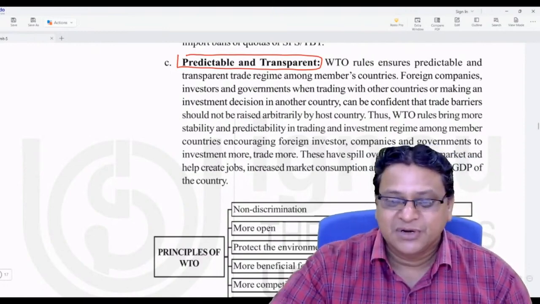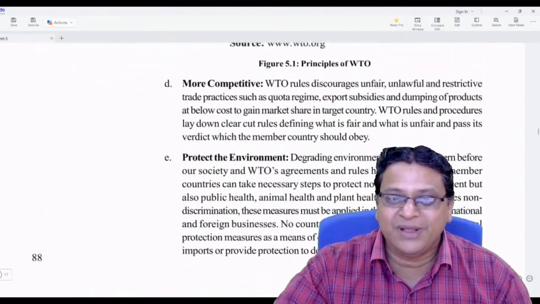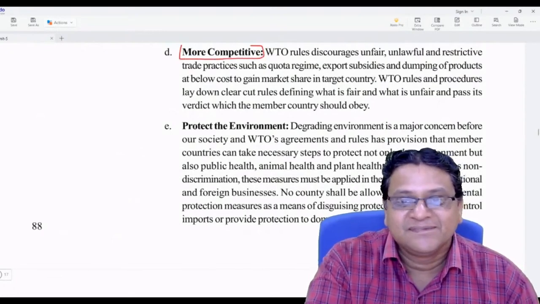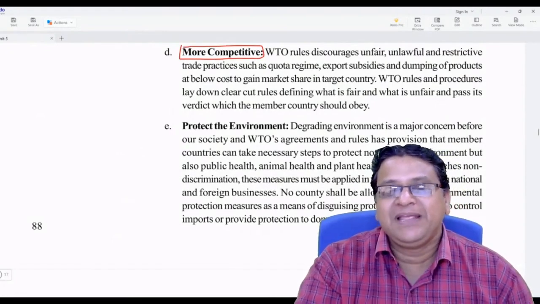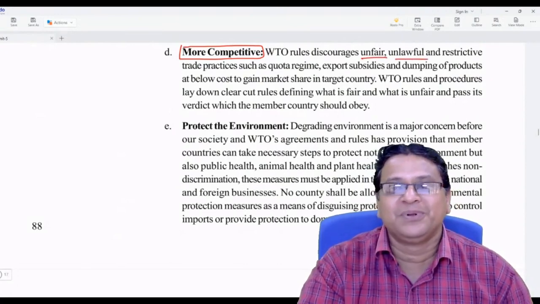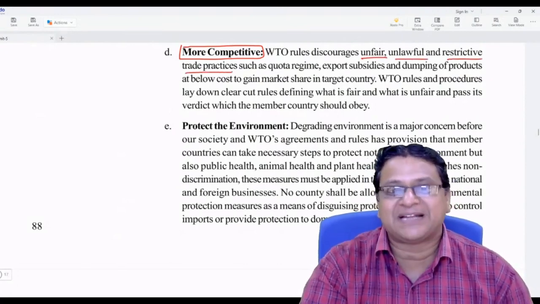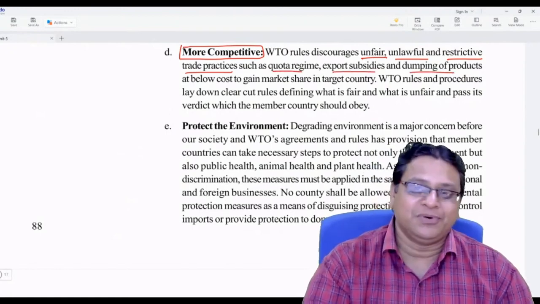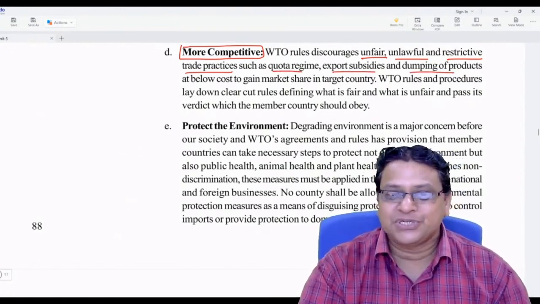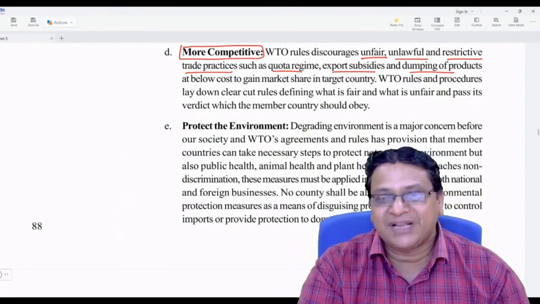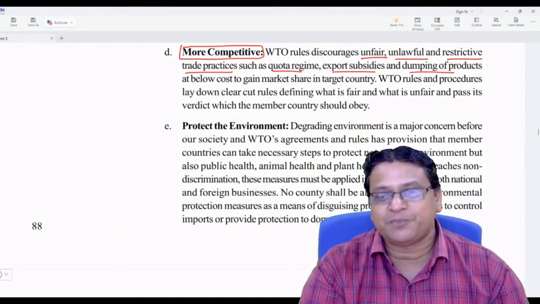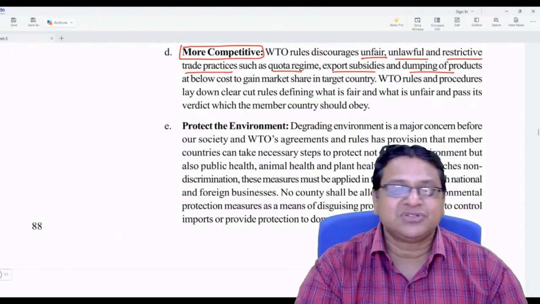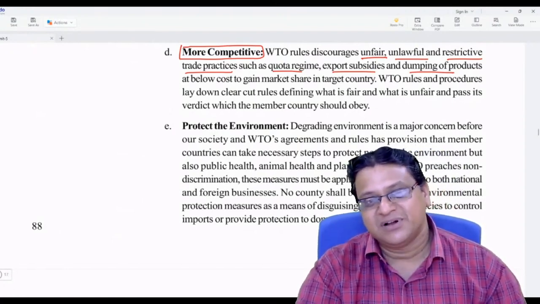Next important principle is that WTO will frame rules in such a way that the member countries will be more competitive. The rules will not be unfair. The rules will not be unlawful. There will not be any restrictive trade practices like quota, subsidy, dumping under WTO. So WTO rules and procedures lay down clear-cut definitions: what is quota, how much quota can be fixed, what is subsidy, how much subsidy can be given, what is dumping, and if dumping is there, what precaution a country can take. All these things are discussed under WTO.